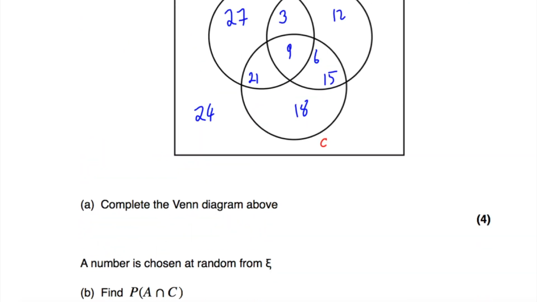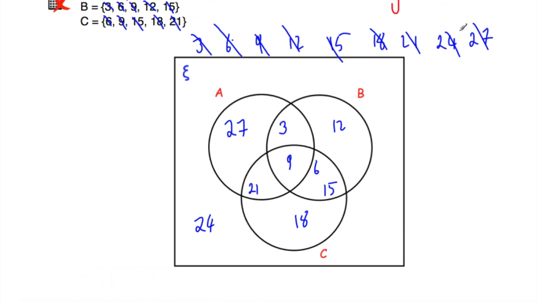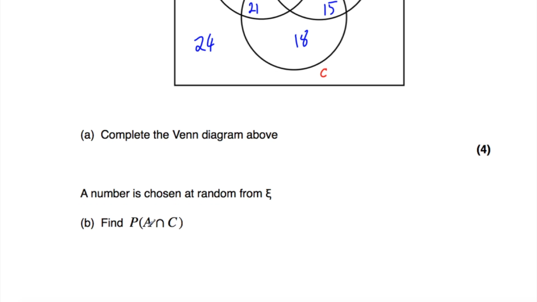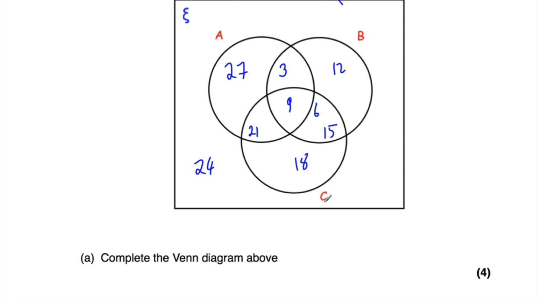Part B says the numbers chosen at random from the universal set, so from these numbers, so there's 9 of them all together. And it says find the probability that the number chosen at random is in A intersects C. Okay, so we've got A here and we've got C here. So A intersects C would be anything in this region here.